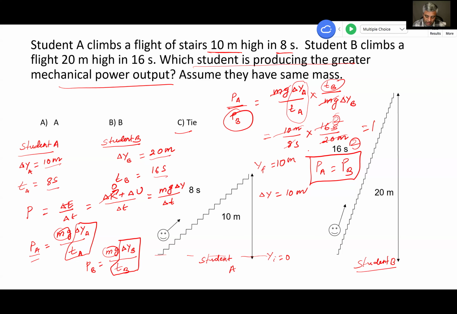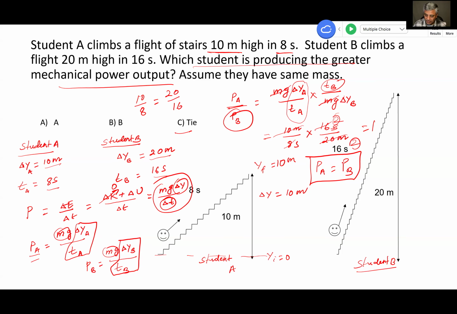So we can do that, but we don't have to go through all these. We can just look at power depends on the ratio. And the ratio for both of them is the same, because 10 over 8 is the same as 20 over 16, right? So the ratio is the same, meaning power is going to be the same. So you can quickly answer this question even without going through all these, but that's the systematic way of comparing power when you have two objects or persons involved.